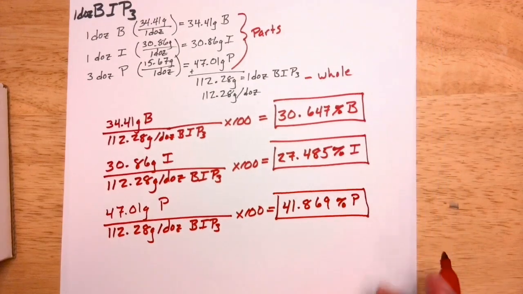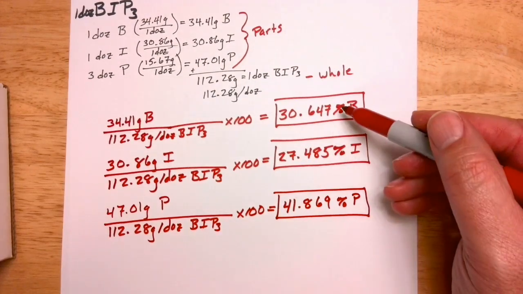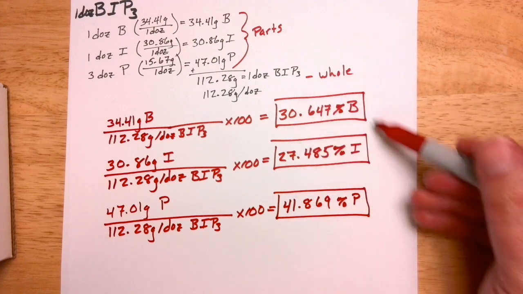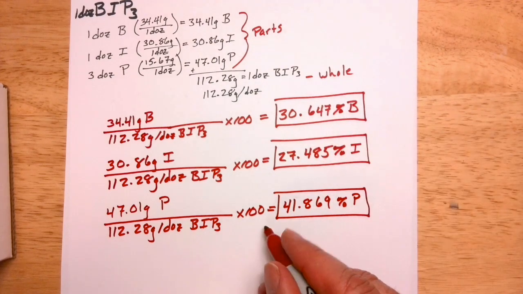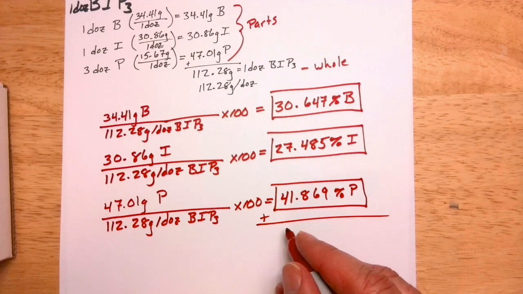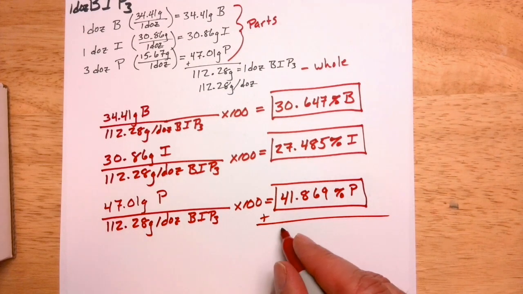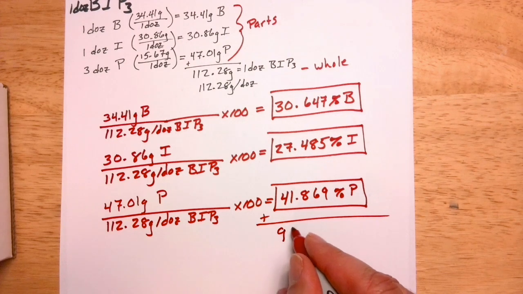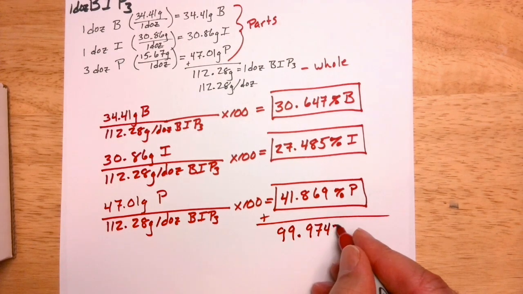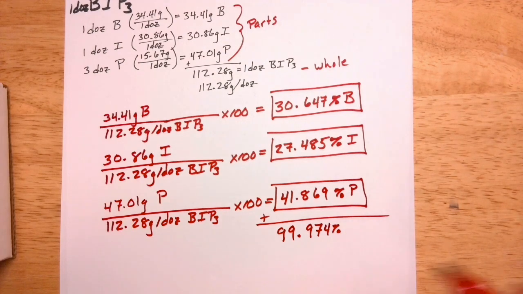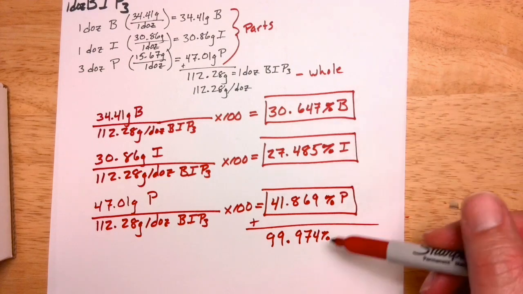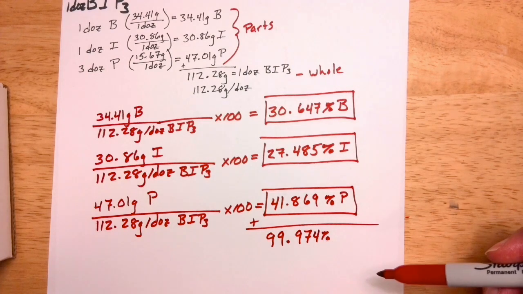Now, how can you check your work? Because these are the individual parts that make up the whole, one thing you can do is add all these together. It should be 100%, if not close to 100%. Now in this situation, I end up getting 99.974%, which is close enough here, because we did a little bit of rounding, so this number isn't quite right.